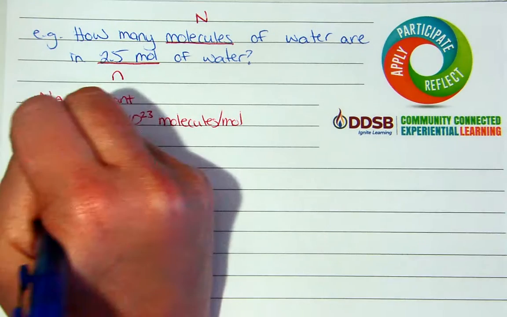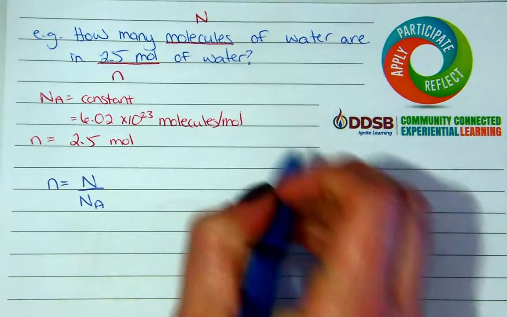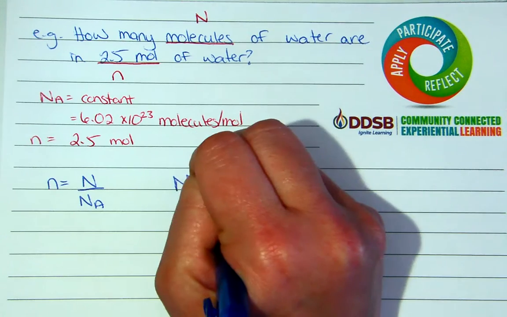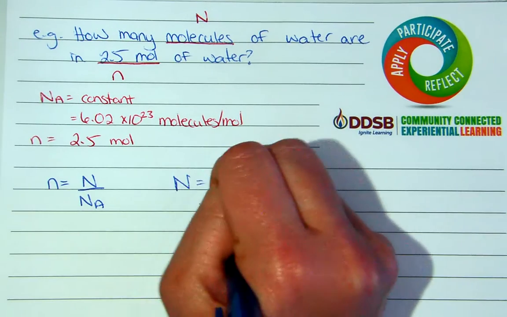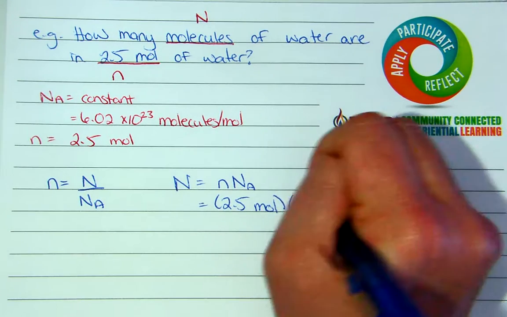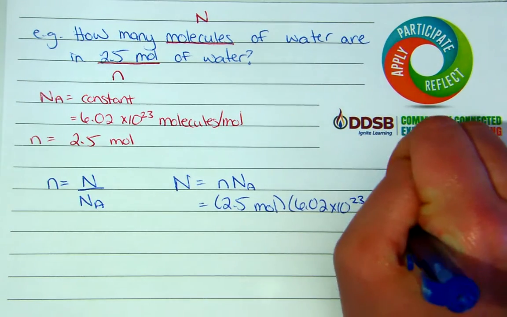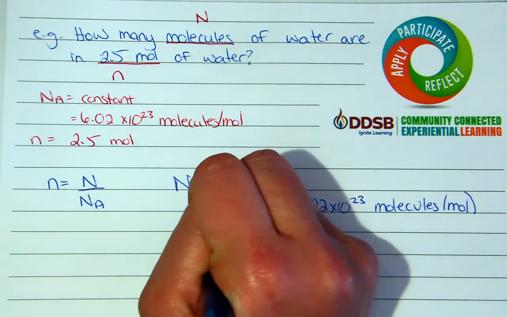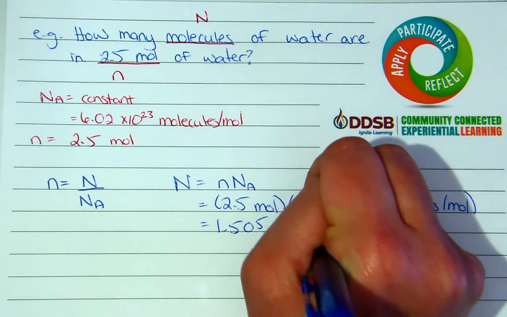So let's solve this. We know that our formula is n equals uppercase N over N_A. I'm going to rearrange this now to isolate N. So I'd have uppercase N equals lowercase n times Avogadro's number. And here I can sub in. So that's 2.5 moles times 6.02 times 10 to the 23 molecules per mole, which gives me 1.505 times 10 to the power of 24 molecules.